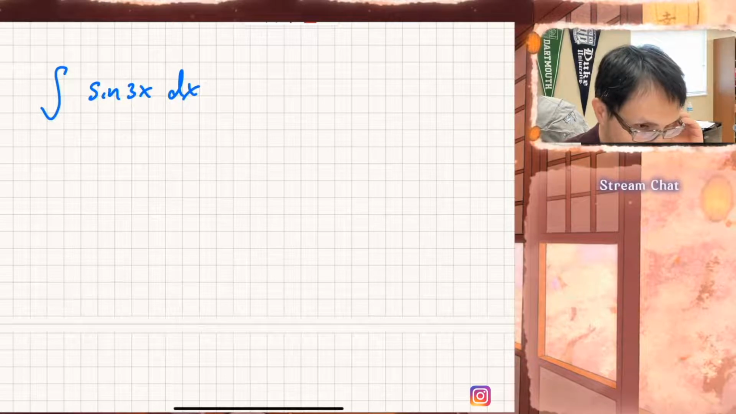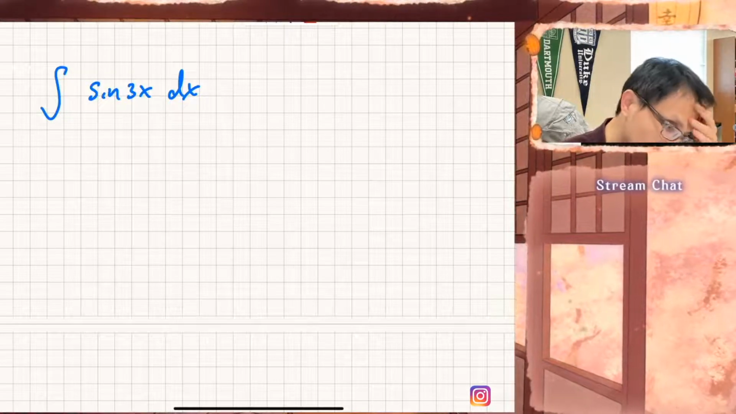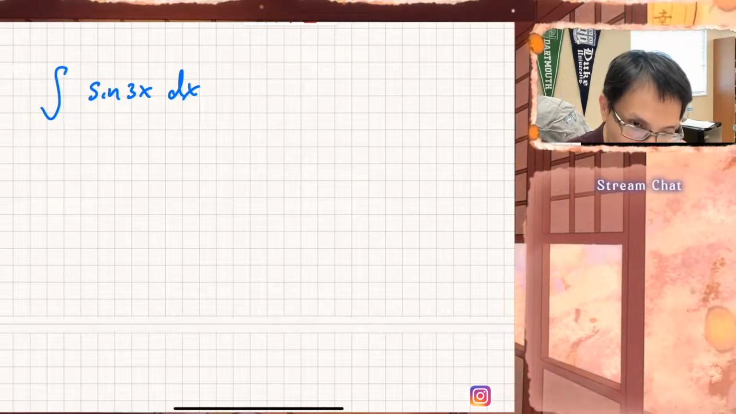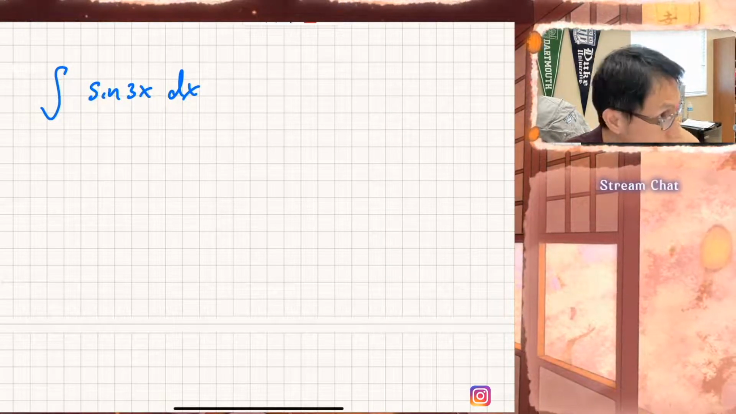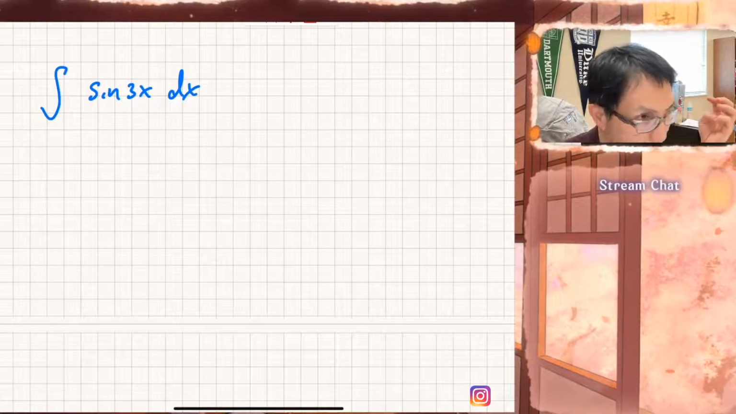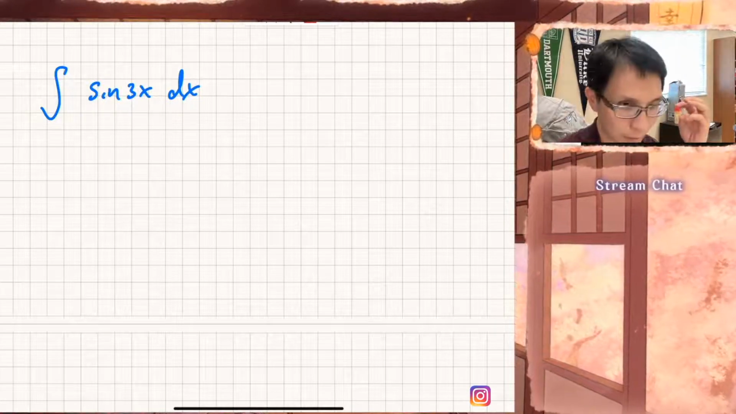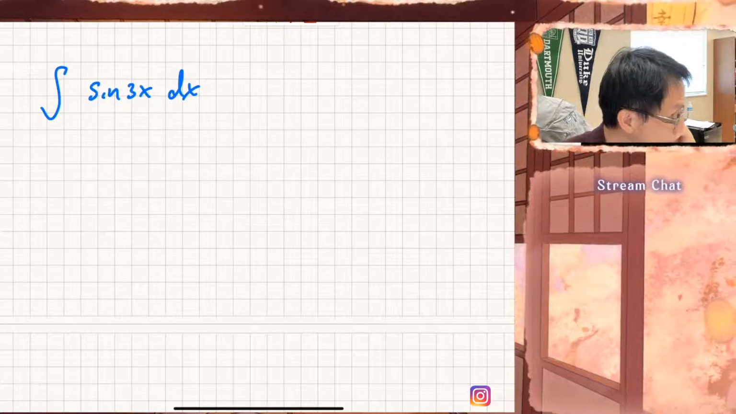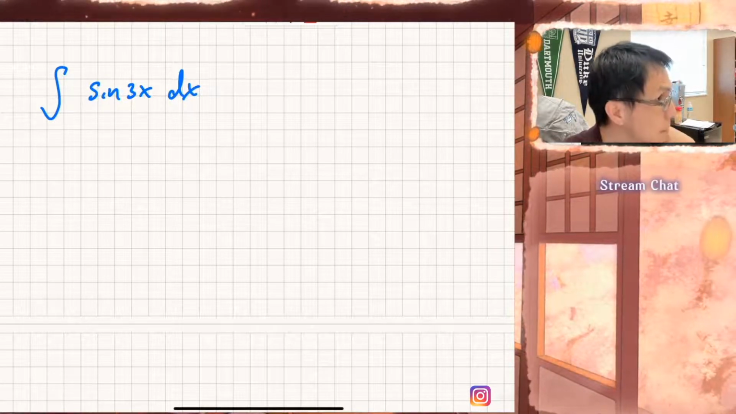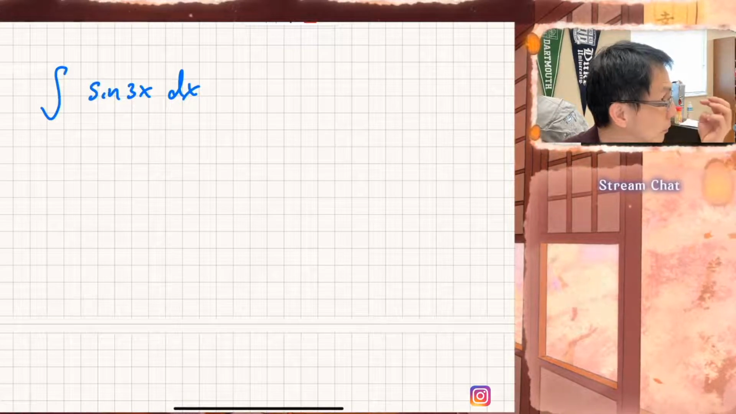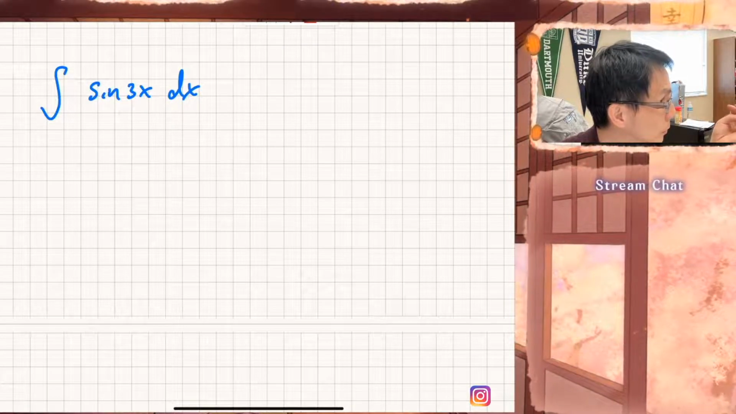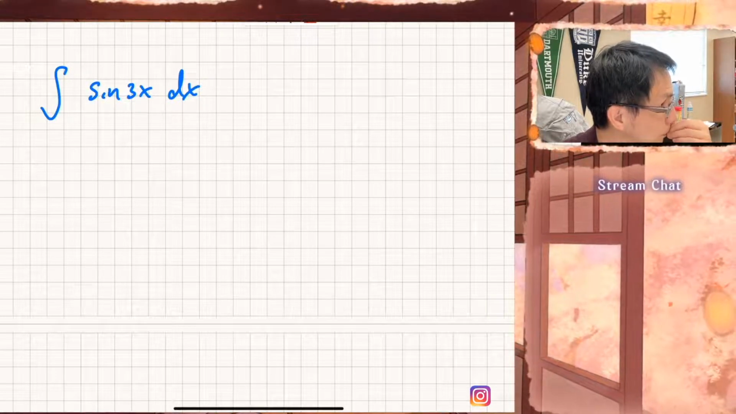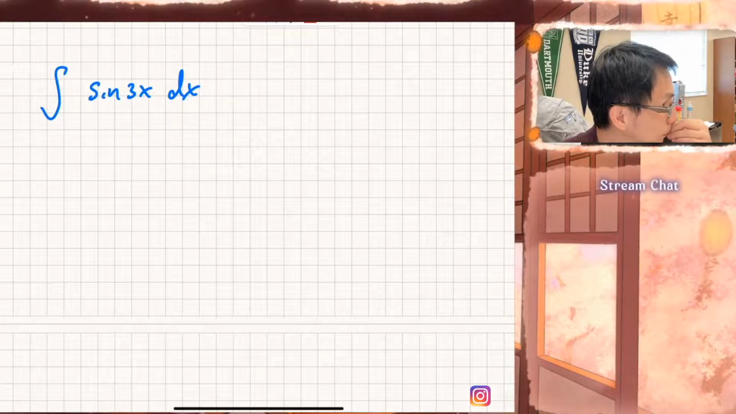But cosine. Wait. Negative cosine. Wait, can you give me a second, AJ? I'm talking. You're still not going to get it. I did get it. It's 3 cosine 3x, right? Well, that's the derivative. I'm such a moron.